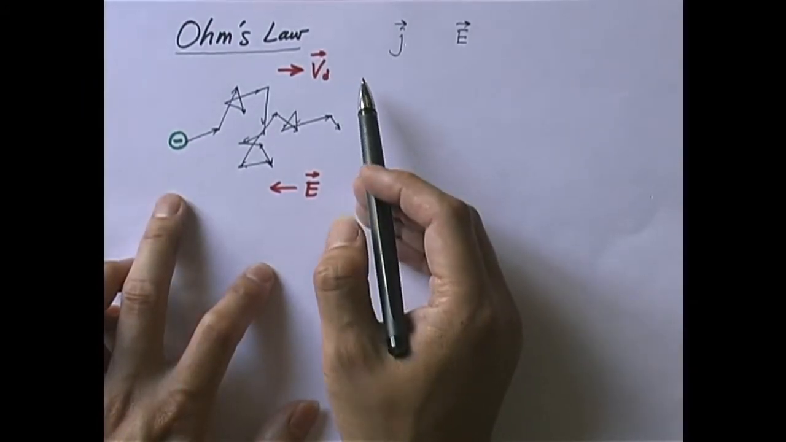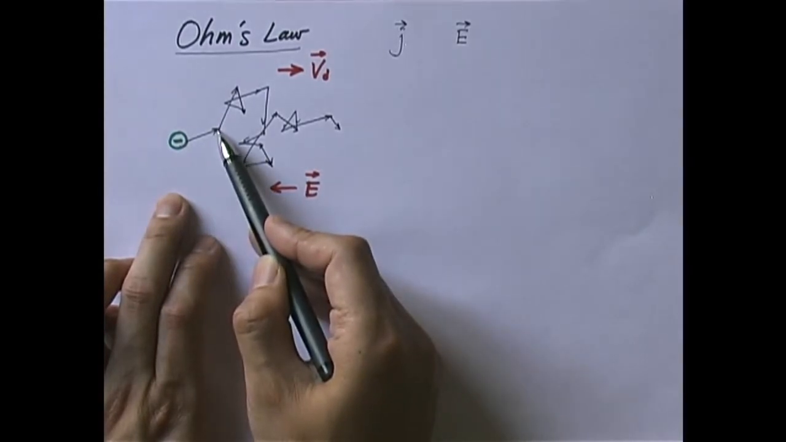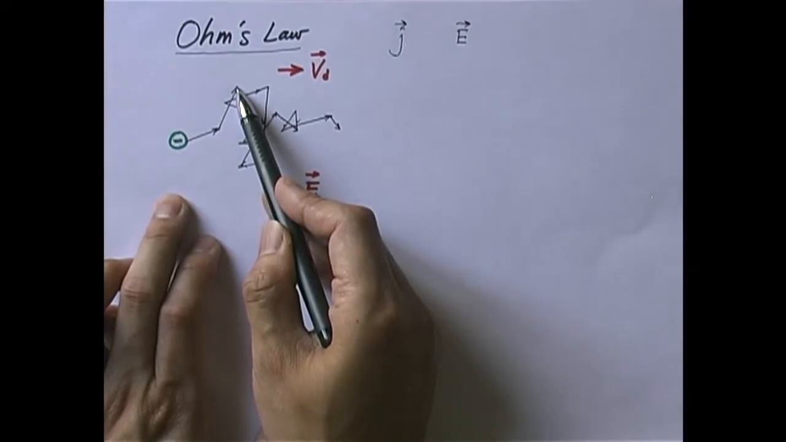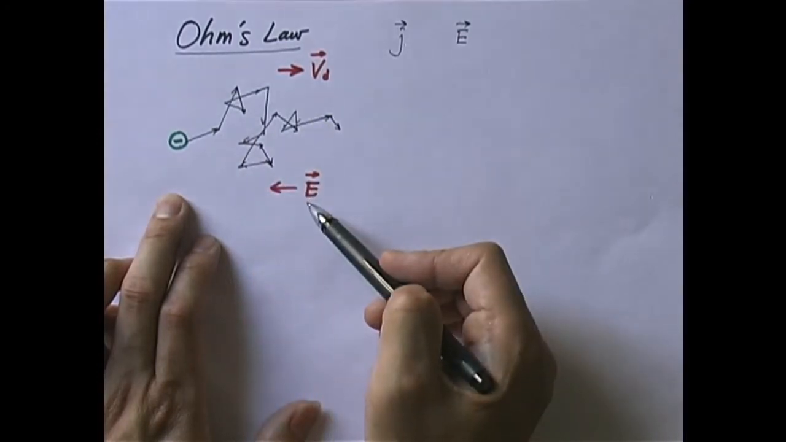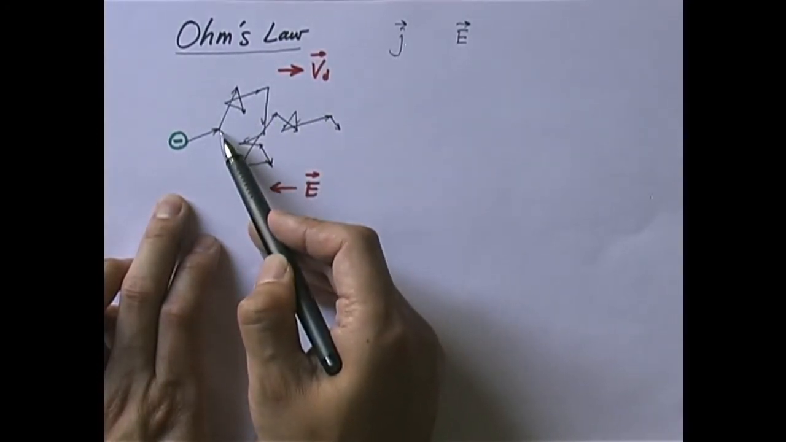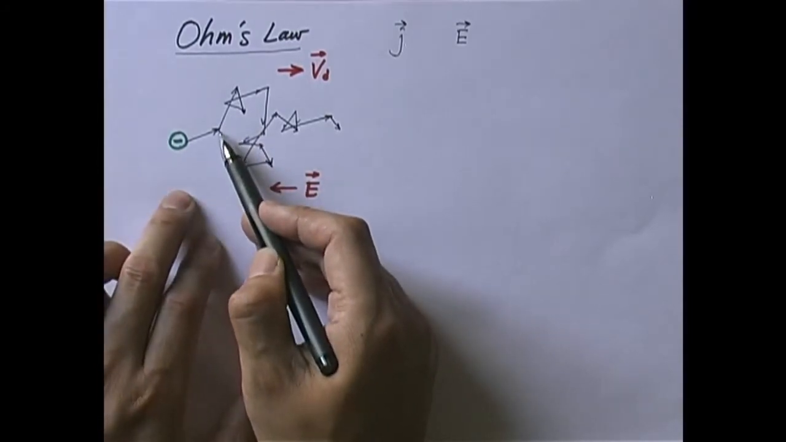So let's say we have a collision here, and then let's look at what happens between this collision and the next collision. Again, let's forget about the random motion. Let's just consider the organized motion due to the electric field. Right after the electron emerges from this collision, on average, how fast? On average, what is the drift velocity at that moment?